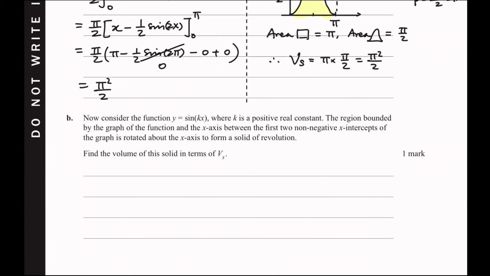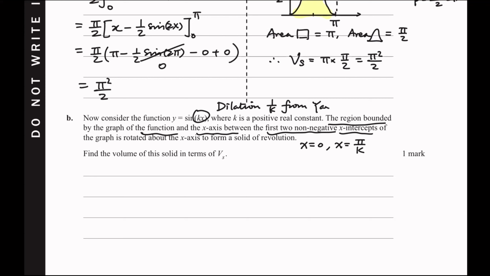Now consider the function y equals sine kx, where k is a positive real constant. The region bounded by the graph of the function and the x-axis between the first two non-negative x-intercepts, that is from x equals 0 to x equals pi on k, because this is a dilation factor of 1 over k from the y-axis. So the new volume V2 is pi integral 0 to pi over k, sine squared kx dx.